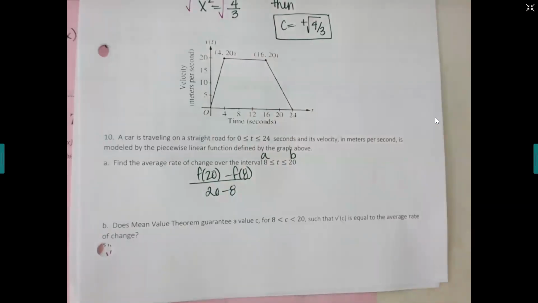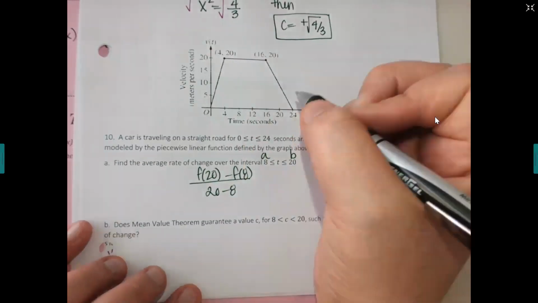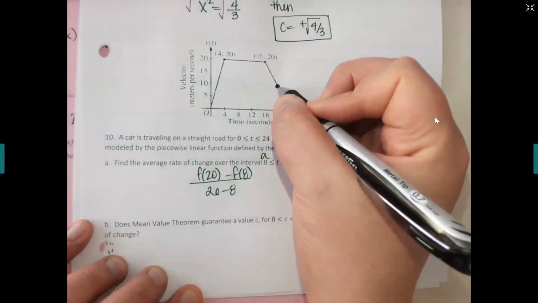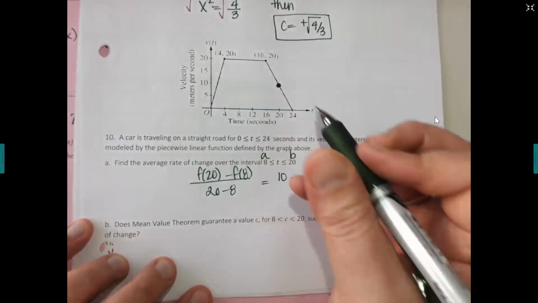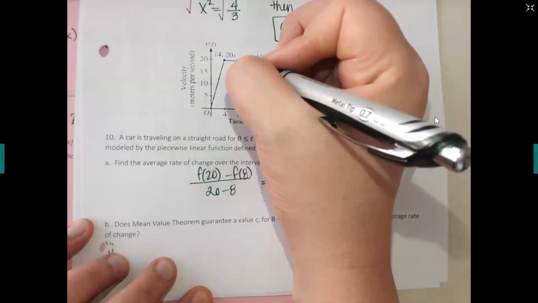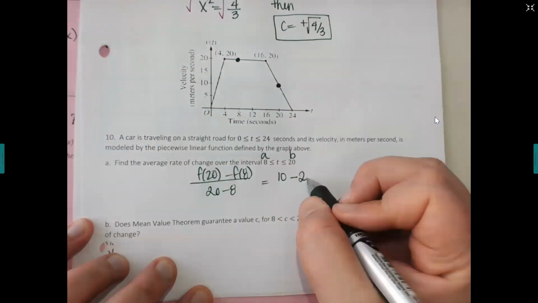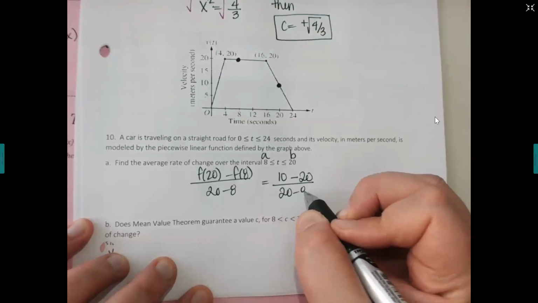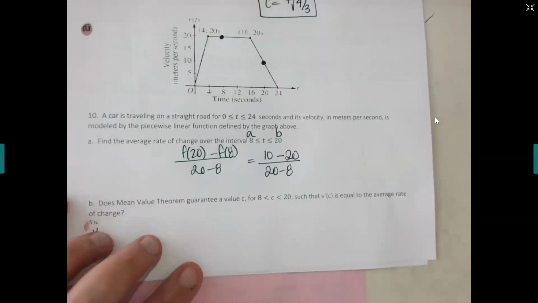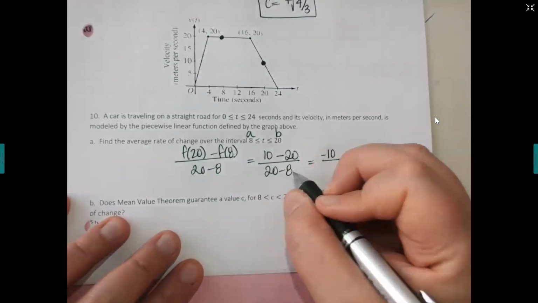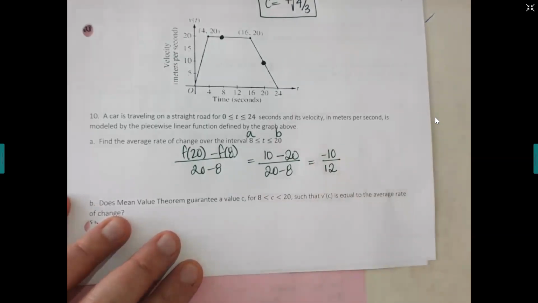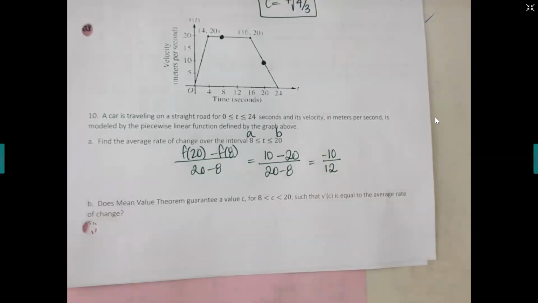Okay, we're wanting to use our graph for this one, so we don't need the calculator. Okay, 20 would be here. How tall is that? 10. Okay, 8 would be up here. How tall is that? 20. And then over 20 minus 8. 10 take away 20, how many on top? Negative 10 over 20 minus 8 is 12. Now, if you want to reduce that all the way, you can. I'm just going to leave it. Okay, find the average rate of change. It's negative 10 over 12.